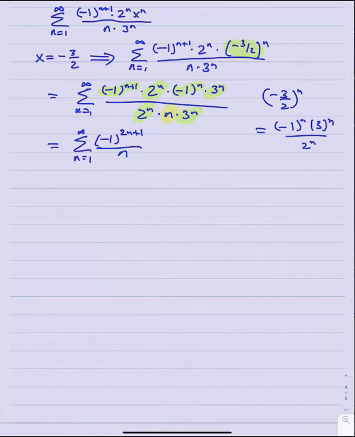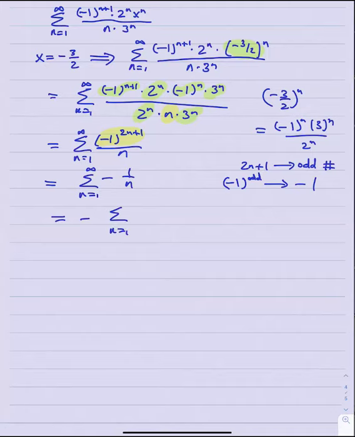Okay, now, for any positive integer n, what can I say about 2n plus 1? That's always going to be an odd integer. Okay, if I take negative 1 and raise it to any odd power, I'm always going to get negative 1. So that means for all values of n, this guy right here is actually just negative 1. Okay, I recognize immediately that that's just the negative of the infinite series n equals 1 to infinity 1 over n, which I recognize is the divergent harmonic series. Okay, this tells us what? When x is equal to negative 3 halves, our power series diverges.